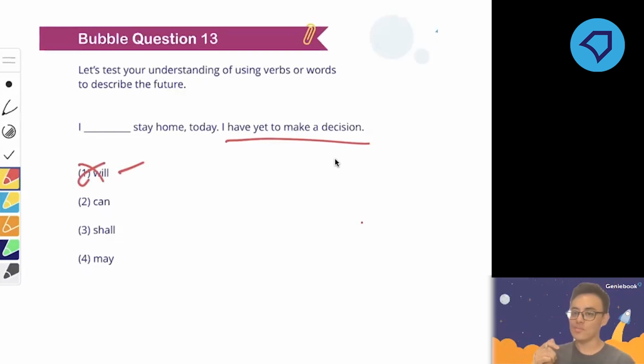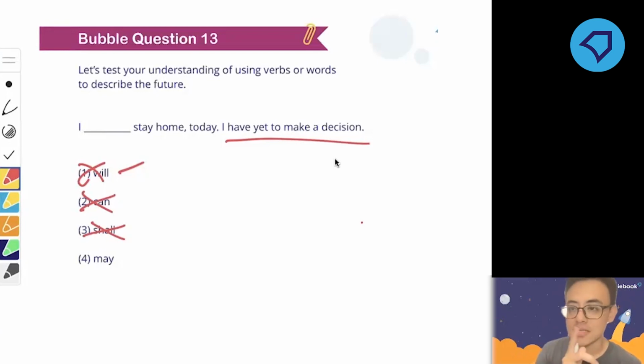Can I stay home today? I have the ability to, but I'm not asking whether you have the ability to. I shall stay home today. If you say I shall stay home today, you have already made the decision. Now, may means that you are thinking about the decision. There is a 50-50% probability that you will stay home.